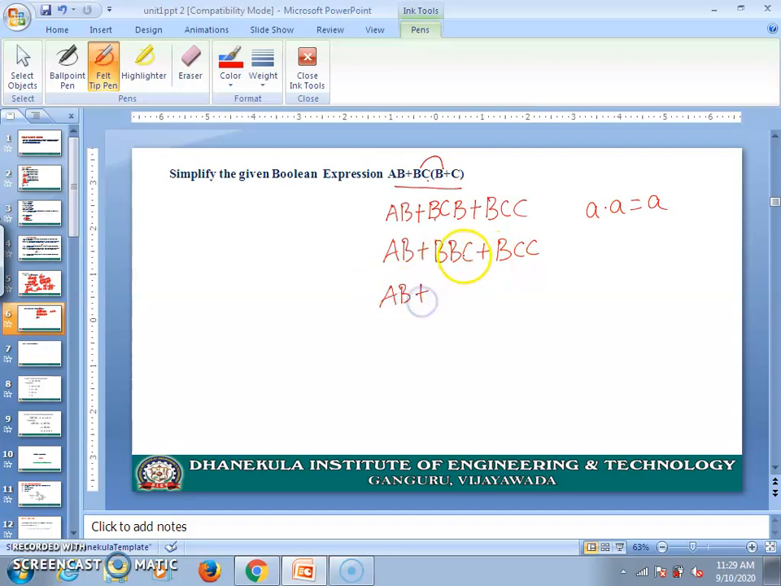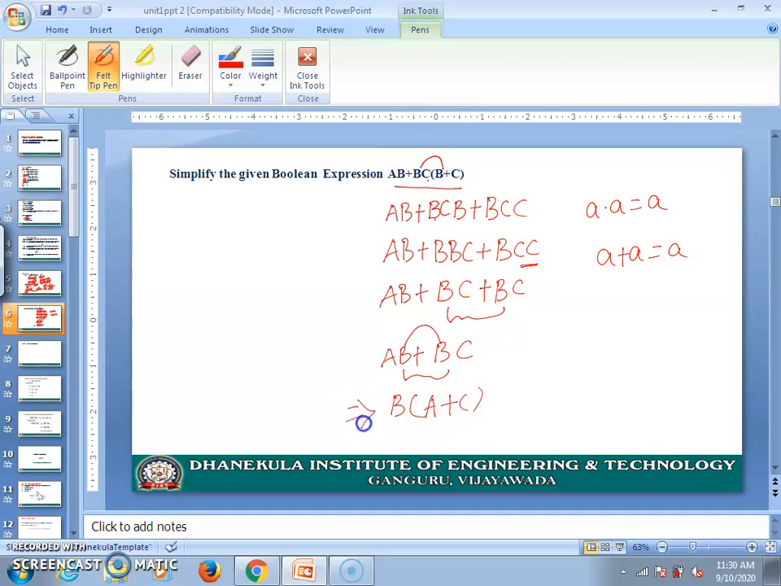AB plus B into B is equal to B. Next, here C into C is equal to C. So from our laws we know that A plus A is equal to A. So finally here, in place of BC plus BC, I am writing BC. If you observe these two terms, here B is the common term. So I am taking B as common. If I take B as common, A plus C. So this is the final solution.